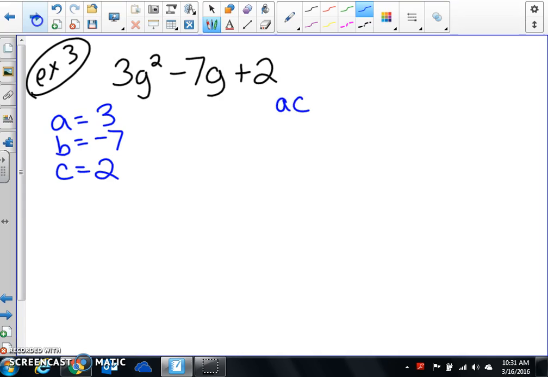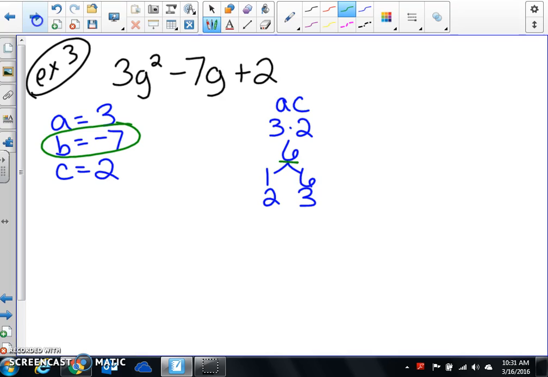Now I find my AC. My AC is 3 times 2, which is 6. Do your factors. 1 times 6, 2 times 3. Now, I need to get to a negative 7. So I have to have it to where my AC is multiplication, right?